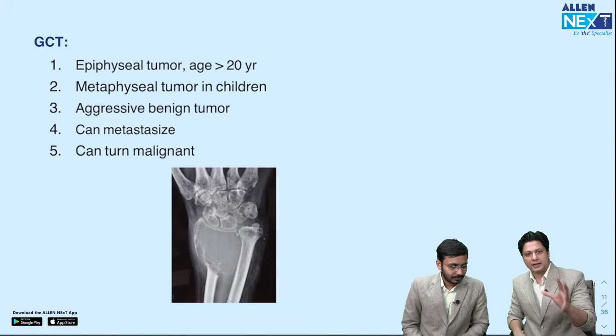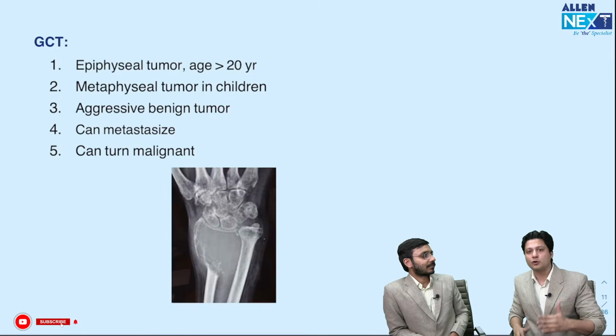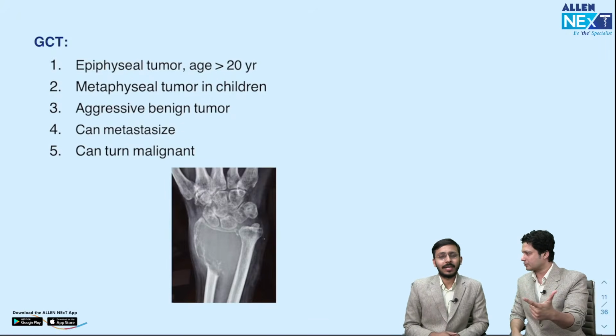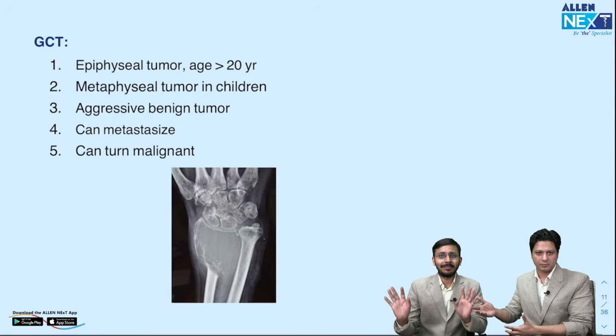Like the first one is the giant cell tumor. Now what all you need to remember, epiphyseal tumor, you need not remember all the other forms of the epiphyseal tumor. Just remember GCT and chondroblastoma. Less than 20 years of age, chondroblastoma. More than 20 years of age, GCT possibly. As simple as that.